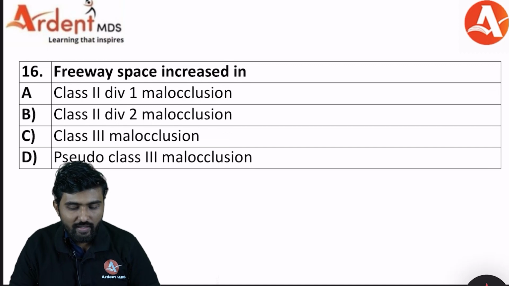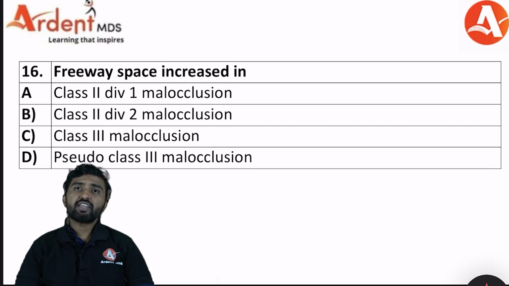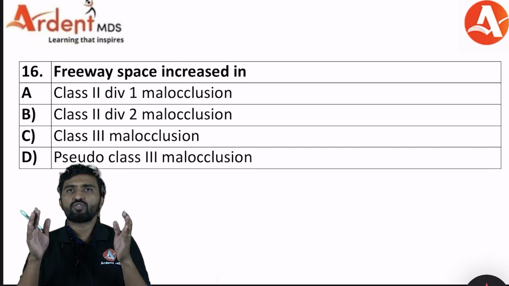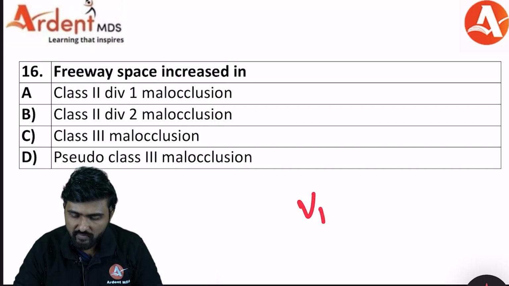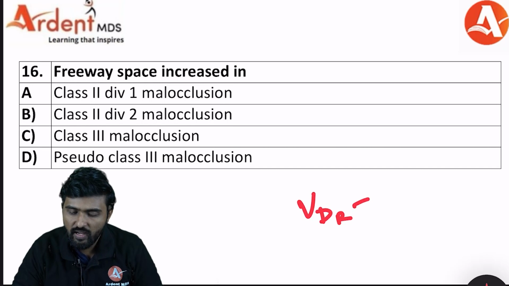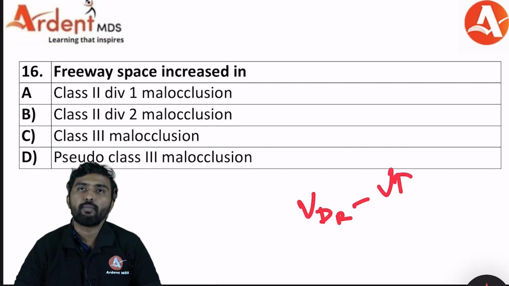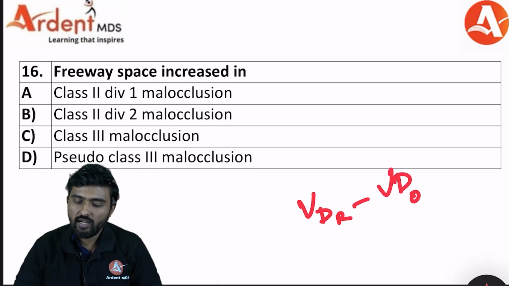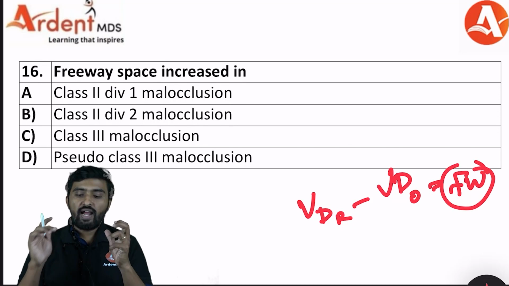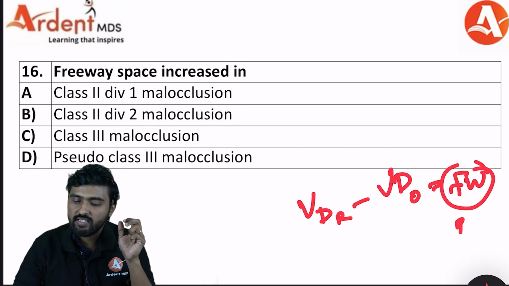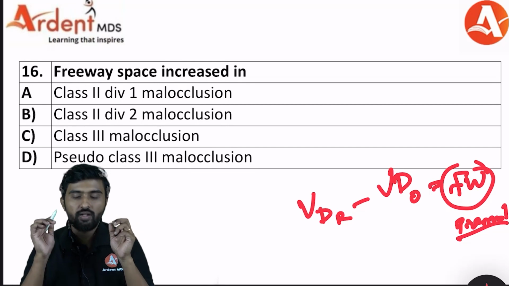Now coming to question number 16, that is freeway space. We always know what freeway space is, especially with respect to prosthodontics. The vertical dimension at rest minus the vertical dimension at maximal intercuspation is equal to the freeway space, right? And this freeway space has to be assessed between the premolars, right?